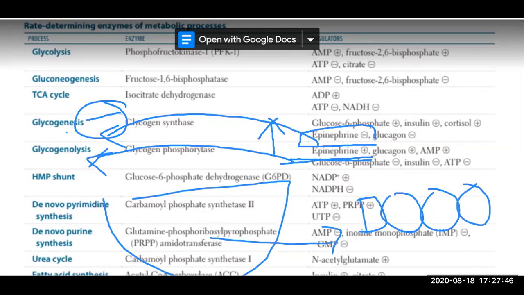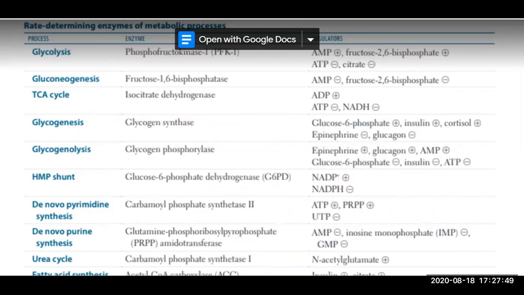And one more concept is here for cortisol. We are left with this hormone here. So cortisol is a hormone which does this opposite work.